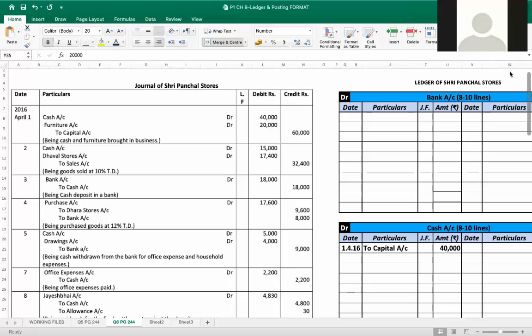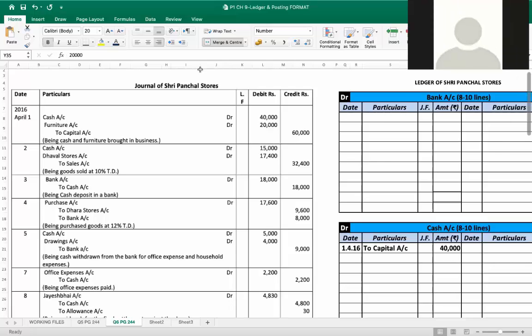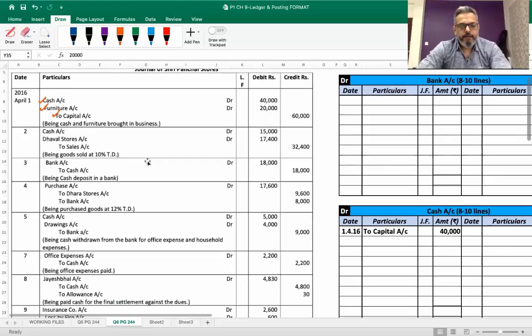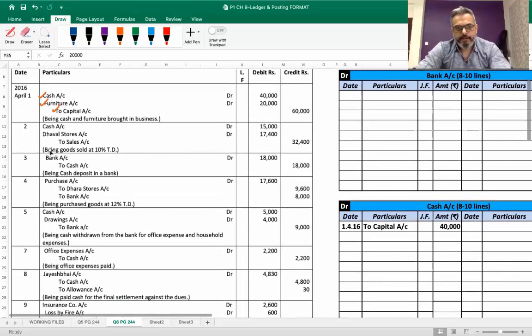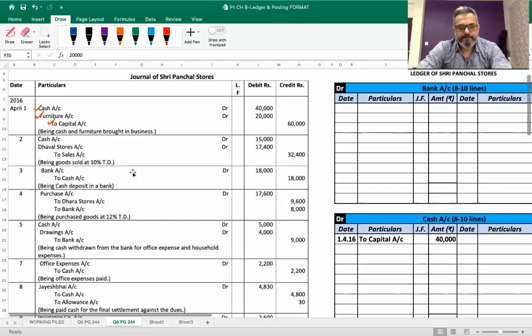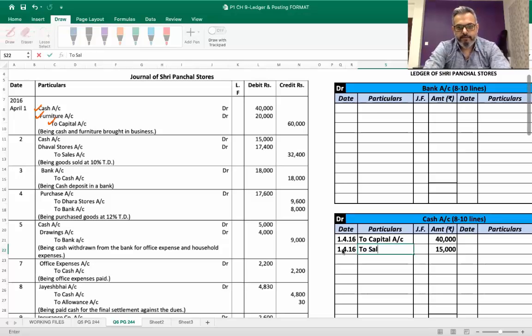Now, before we go to the second one, let's check this. Cash account done, furniture account done, capital account done. Now, cash account debit, 2nd April, 15,000, Dhaval Stores account debit 17,400, to sales account 32,400. First, cash account debit 15,000. So 2/4/2016, cash account debit side 15,000, to sales account.